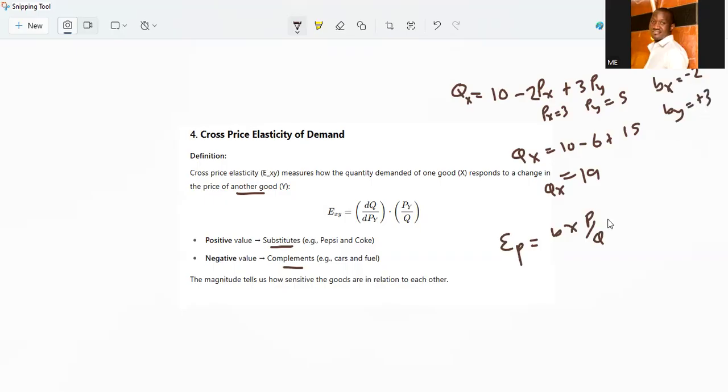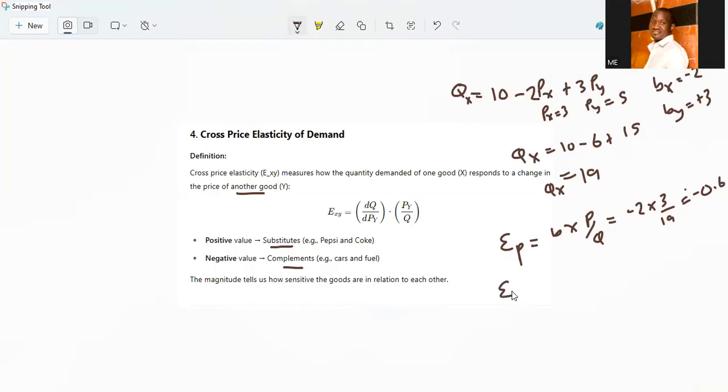So elasticity of demand we already calculated for good X, but you change here because of the change in Q. We have -2 times the actual price of good X, which is 3, over the quantity, which is 19. So 3 times 2 is 6. 6 divided by 19 is -0.61. So this now becomes inelastic because it starts with a 0.